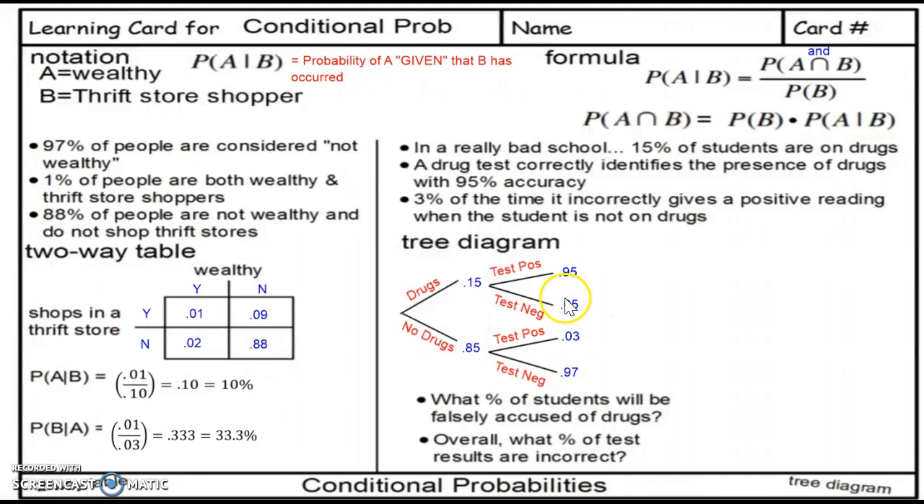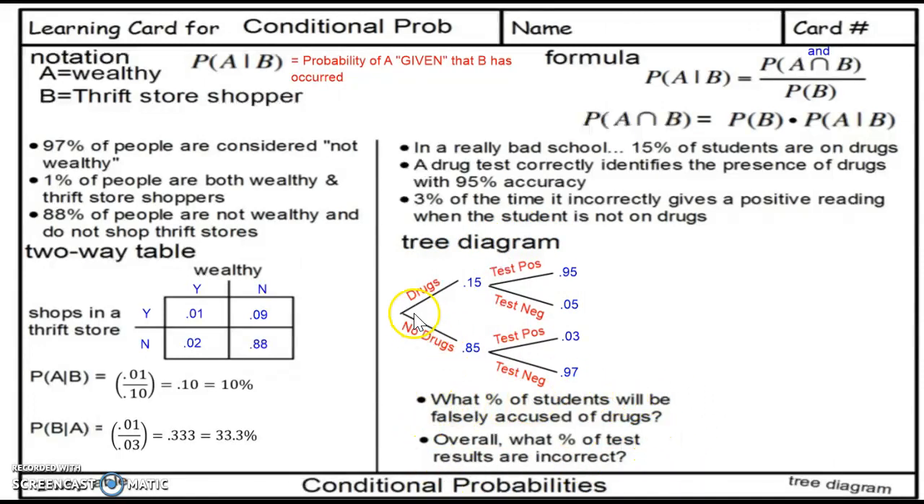That's why 95% is here, which means that people that are taking drugs will test negative 5% of the time. Then it goes on to tell us that 3% of the time it incorrectly gives a positive reading when a student is not on drugs. So if they're not on drugs and they take the drug test, 3% of the time, or 0.03, there will come back a positive test. And 97% of the time it will come back as a negative test.